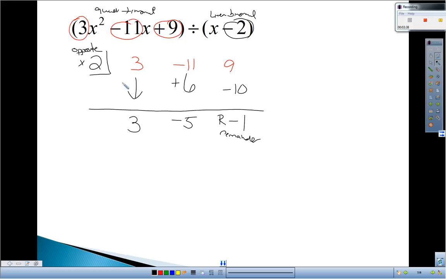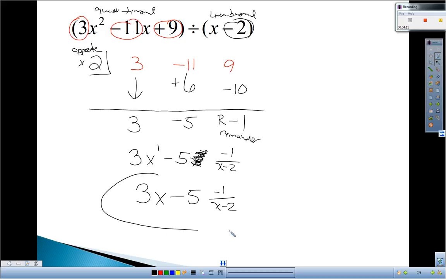The way I write my answer, your answer is always 1 degree less than what you started with. So my answer would be 3x to the first, negative 5x to the 0, with a remainder of negative 1. And the way that we write a remainder is put the remainder in the numerator and the binomial in the denominator. Now remember, you don't have to put a power of 1, so you can write this as just 3x, and you don't have to put x to the 0th power because that's understood to be 1. So you can just write this as 3x minus 5 with a remainder of negative 1 over x minus 2. And that would be my answer for that problem.